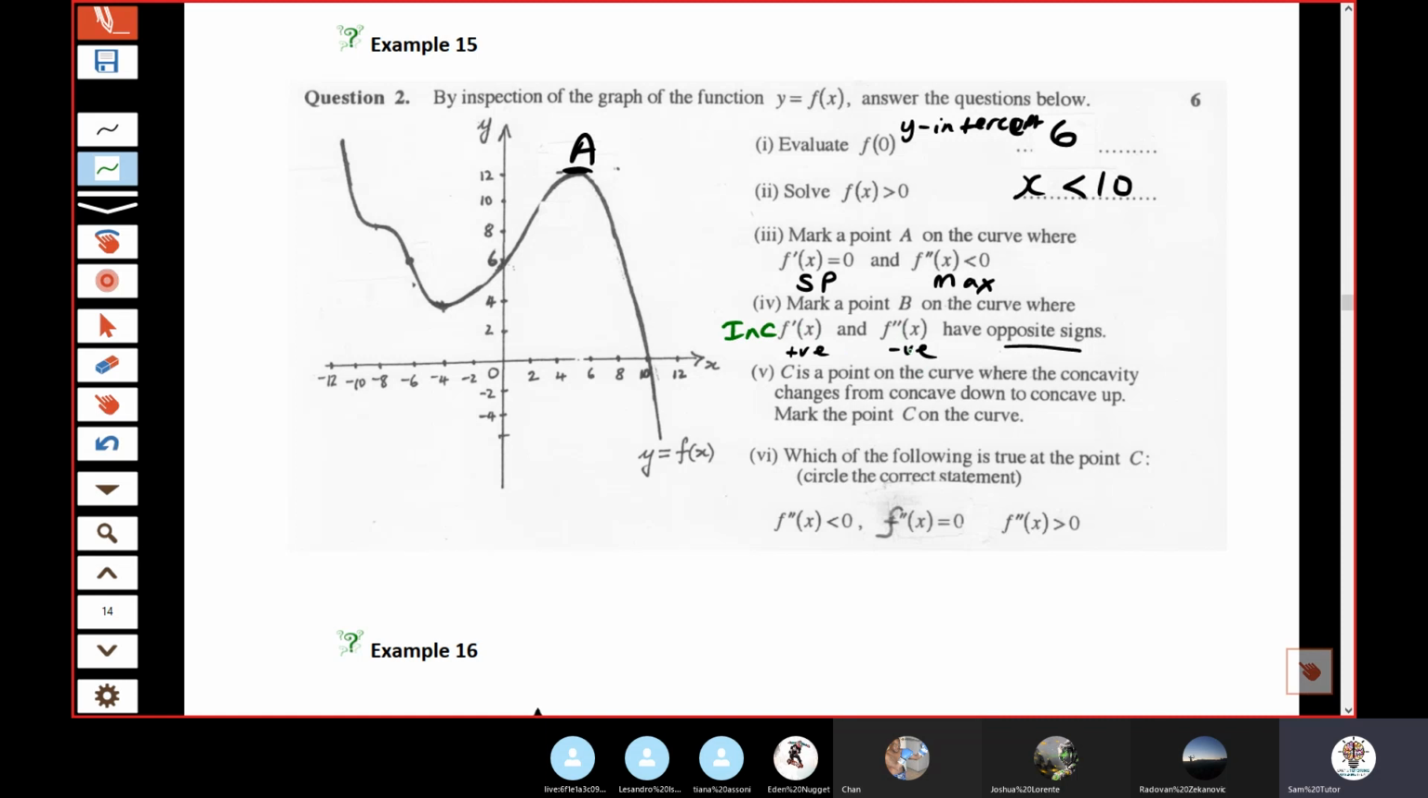Y dash negative. What's the word I'm looking for? Maximum. We're looking for something that is increasing and it's a maximum. Let's have a look. Here's your max. Can you see this is a max? And can you see right here it's increasing? I'm just going to put B right there.